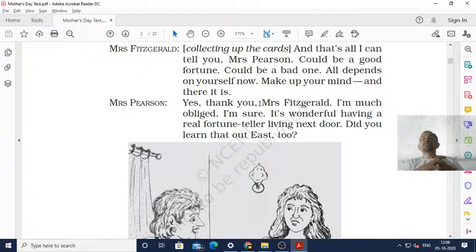And literally speaking, Mrs. Fitzgerald tells Mrs. Pearson that everything depends on you. Your future, your fortune depends on you. Make up your mind, and there it is.